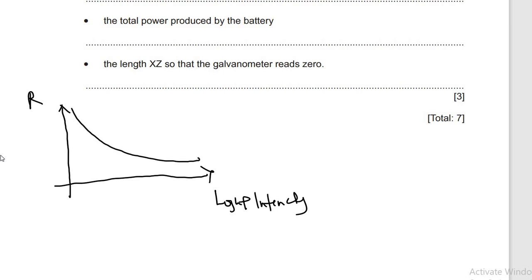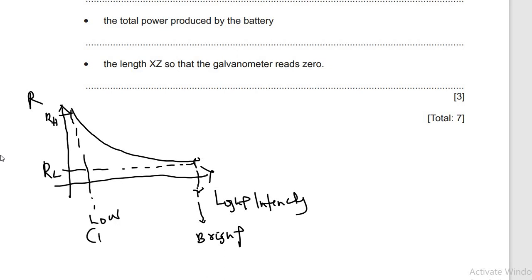You know the meaning? This part here is the bright region. The bright region always has low resistance. This one is the high resistance, which is darkness. That's how it works. So when it's bright, resistance is low. When it's high, for high resistance or increasing resistance, it is dark.